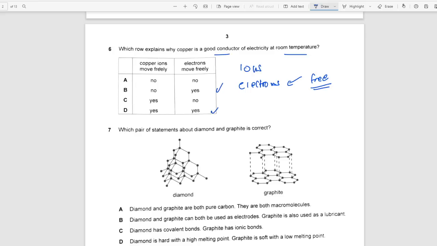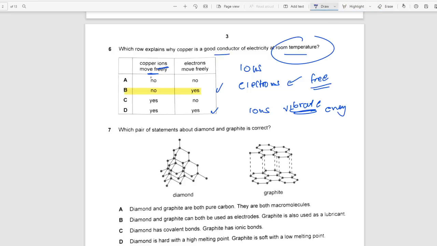Now what happens to the ions? We all know that ions vibrate, don't they? But when do they vibrate? They vibrate when they get energy. But at room temperature, do they get energy? They don't get energy. So the copper ions do actually move freely, but they do not move freely when it is at room temperature. So the answer should be B.